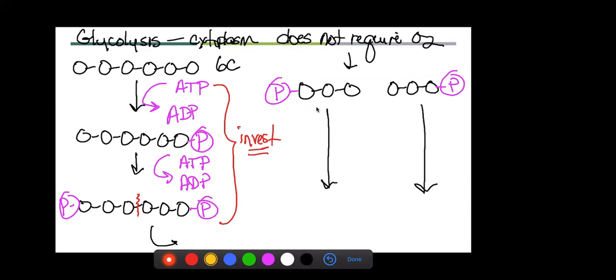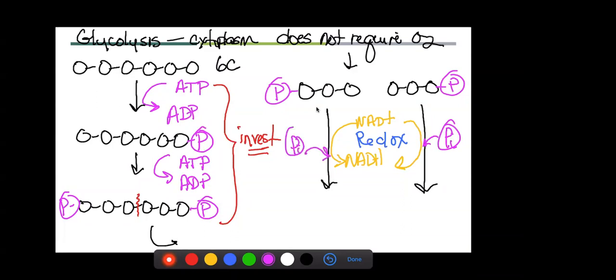There's a couple things that's going to happen. First thing is that we are going to put NAD plus and make NADH. We're going to do that on both of them. So that's two of them, one on each. This is our redox reaction. We pulled electrons off of our sugar. We also are going to put some inorganic phosphate into this.